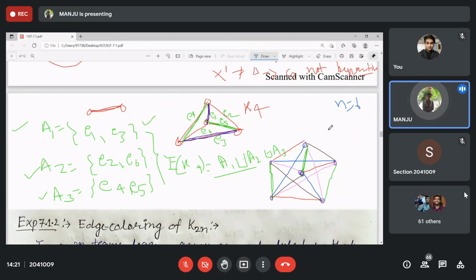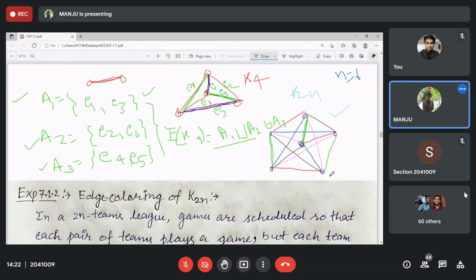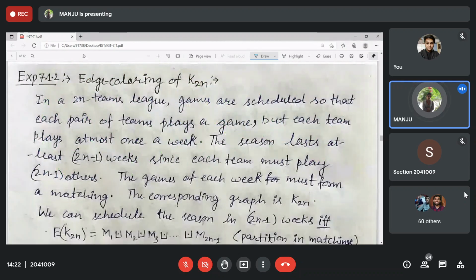This is your K6, na? See, each vertex has 5 degree. Okay? So that's how you can form the color classes in K4, K6, or in general K2N. Okay? Clear? So what we are doing, this is how this K2N is formed. You can just take the screenshot and read about the situation.